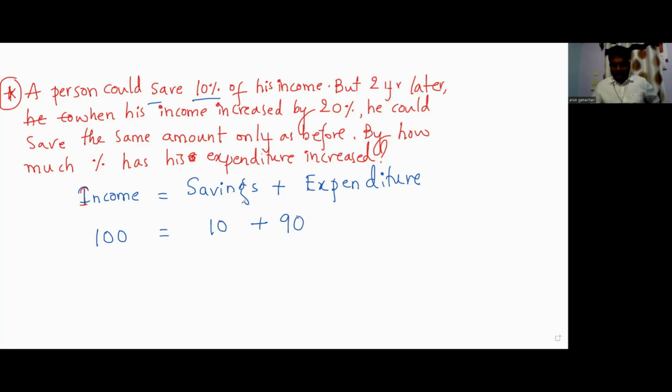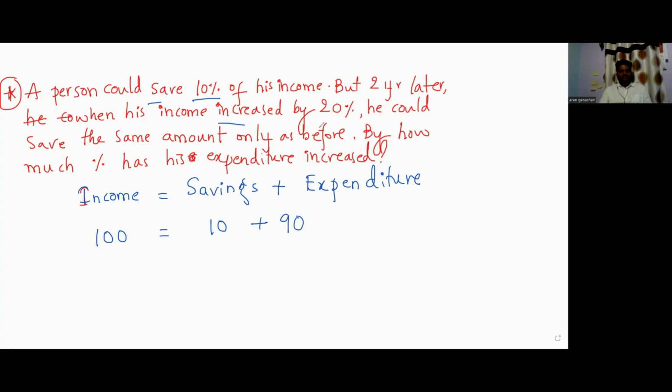Income is equal to what? Savings plus expenditure. If his income was 100, his savings was 10 because it is 10%. They have given in the question itself as 10%. So his expenditure is what? 90.